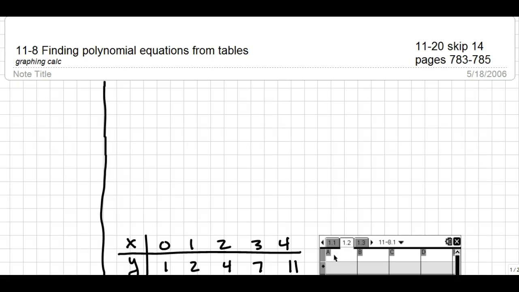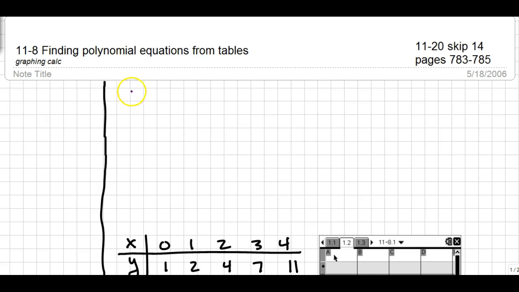This lesson is for Advanced Algebra, Lesson 11.8, on finding polynomial equations from tables. This lesson is basically a continuation of Lesson 11.7, where we used the finite differences method to determine the degree of a set of numbers. Before we review that, we're going to review some of the names of different sized polynomials.